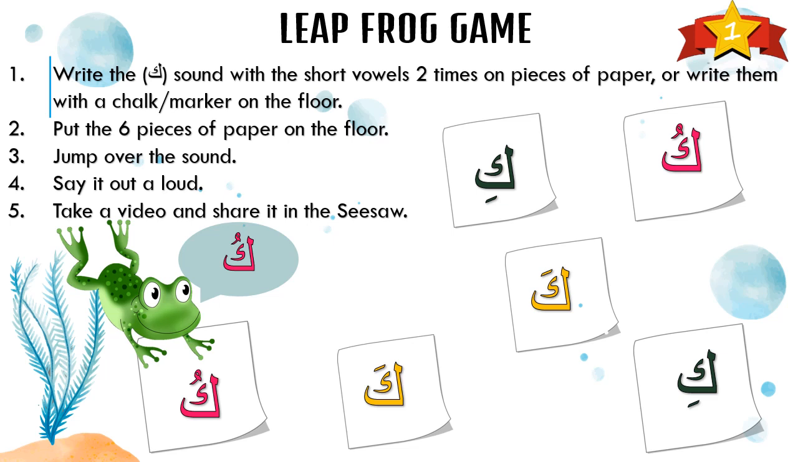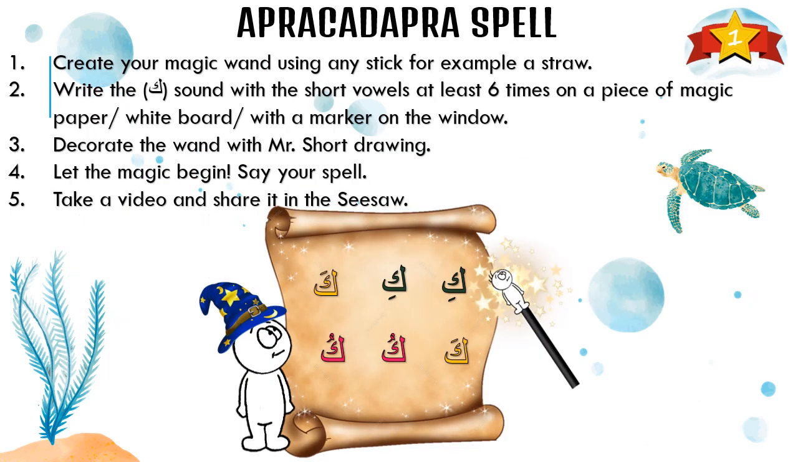Otherwise, you can skip that game and go for Abracadabra spell level 1. Here it is. We are in Abracadabra spell level 1. You are the wizard. Write your spell. My spell is K. But if you choose to work at level 2 or 3, you need to wait and read with Jack in the next activity.